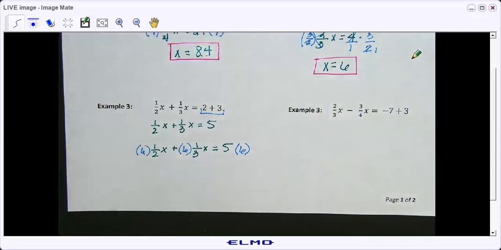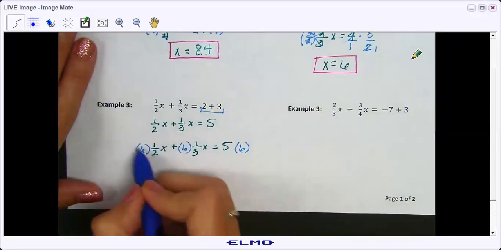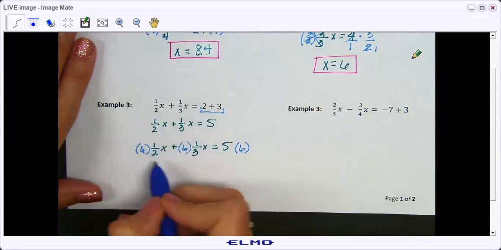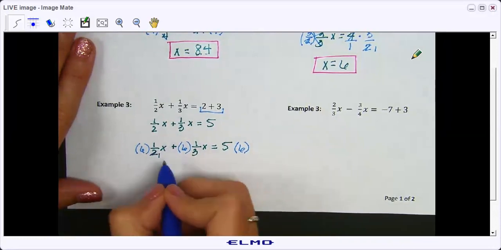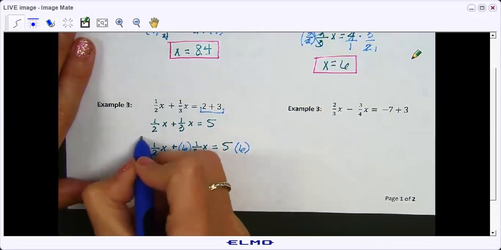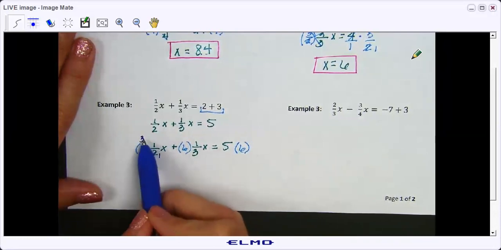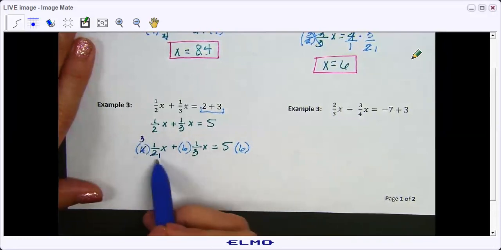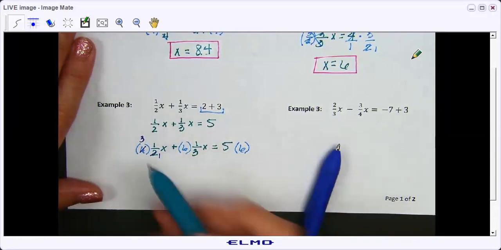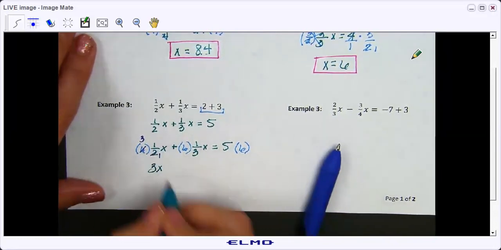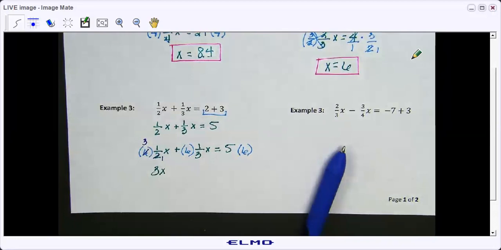Now look what happens when I do this. My 6 and 2 cross simplify or reduce. 2 divided by 2 is 1. 6 divided by 2 is 3. So now this whole term, 3 times 1 is 3, 1 times 1 is 1, becomes 3x. And now I don't have to worry about that fraction.